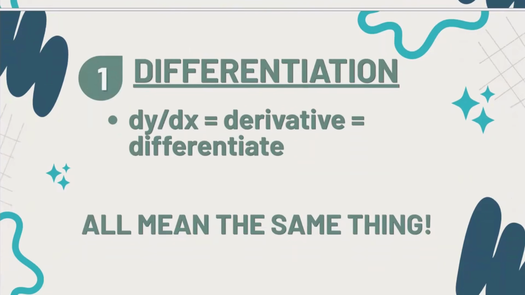Then another thing, students get confused when they see dy by dx, when they see the word derivative, or when they see the word differentiation. All mean the same thing. If they say find dy by dx, you will differentiate it. If they're saying derivate this, again differentiation. If they're saying find the differentiation or differentiate this, again the same thing. All mean the same thing. So when you see these three terms, it means you have to do differentiation, nothing else.